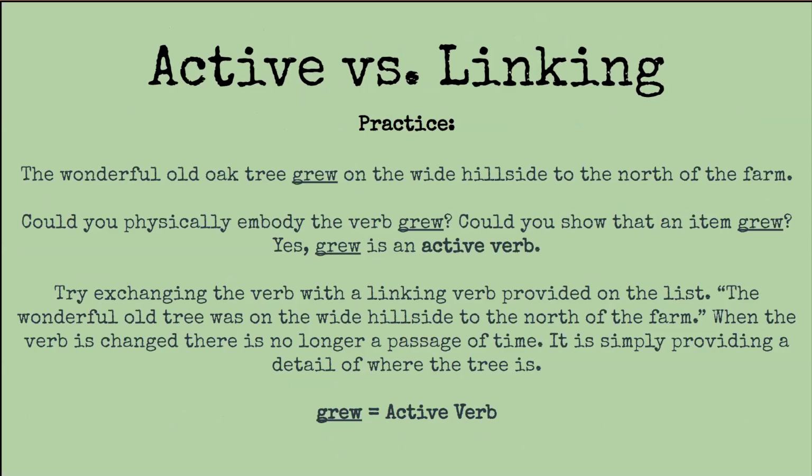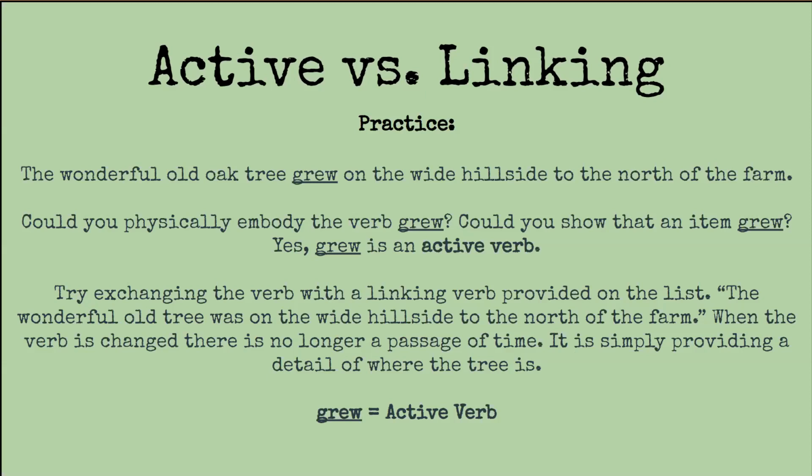Well, I mean, I could stand up and I could hunch down and then I could slowly stand up, and that would show that I grew from a shorter height to a taller height. So yeah, technically I could. And you could definitely show that an item grew. You know, if I'm growing a plant and on one day it was 6 inches high and the next day it grew to 10 inches high, that's something that's actively happening. It's an active verb.